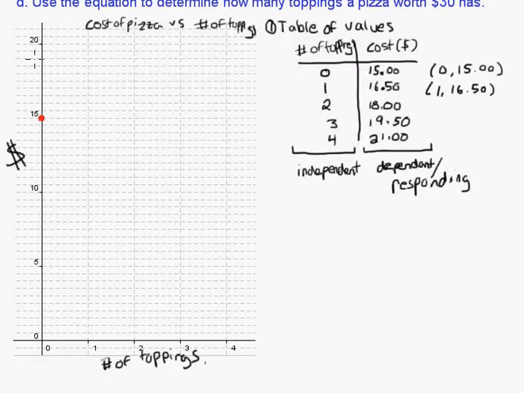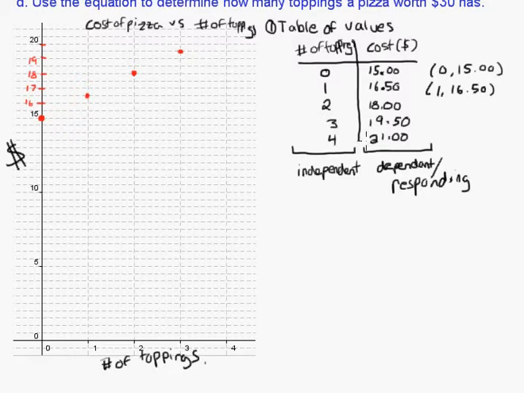So I have to find this on here. This is 15, that's 20. The way this graph's set up, it's 16, 17, 18, 19, and 20. So for 1 and 16.50, we find 1, and 16.50 will be right there. The next one is 2 and 18, so you find 2 and go up to 18 here. The next one is 3 and 19.50.